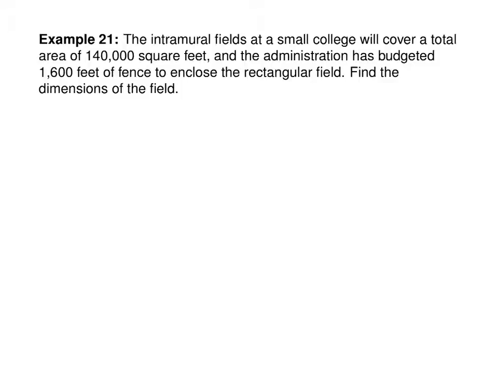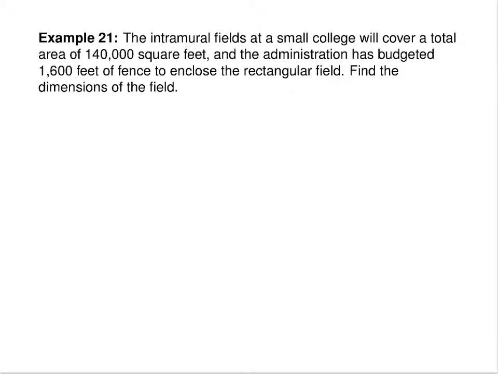Okay. So if it's going to cover a total area of 140,000 square feet, you got something that looks like this. It's a pen with one dimension that way, one dimension that way. Nothing says they have to be the same. It doesn't have to be square. So what do you know from the problem? You know the area is 140,000 square feet, so what is that as an equation? X times y equals 140,000.